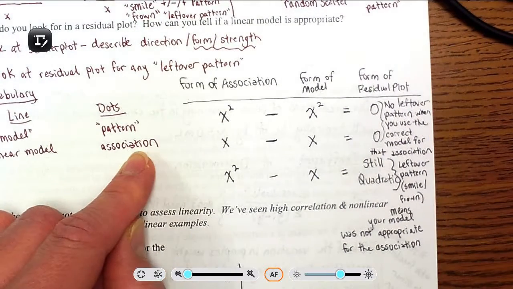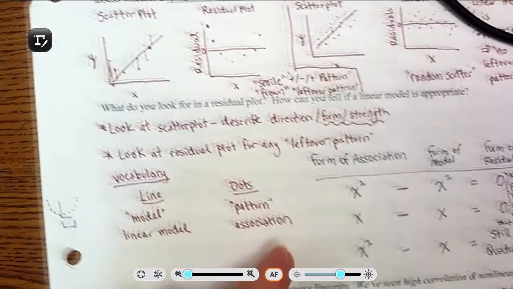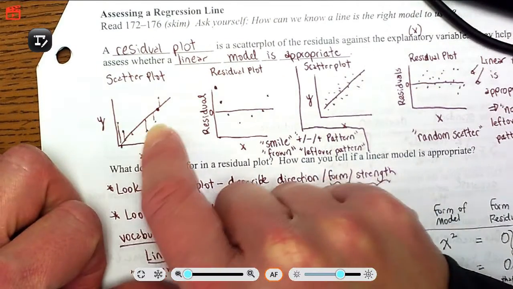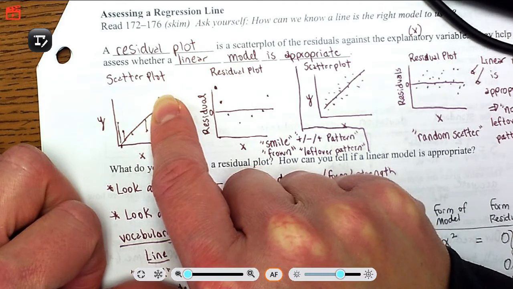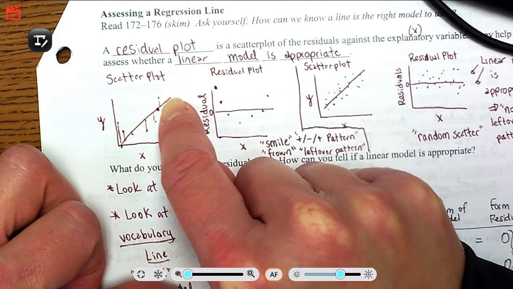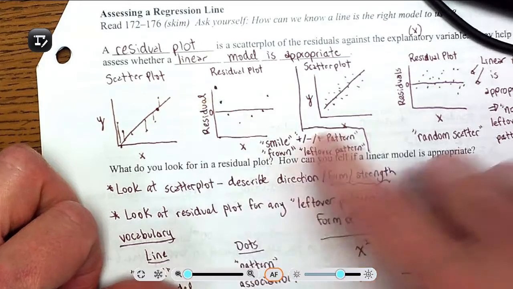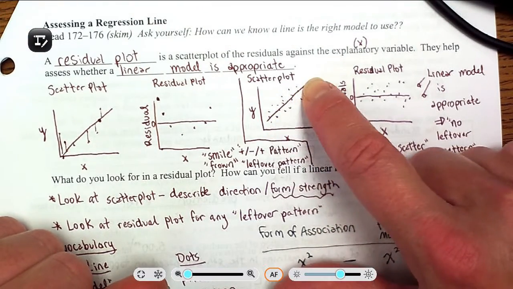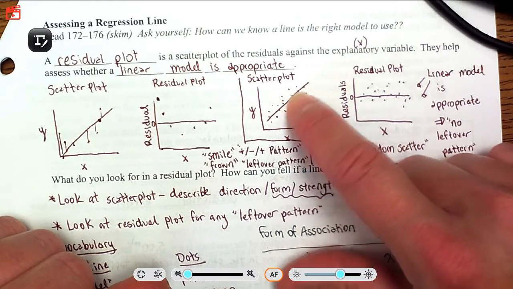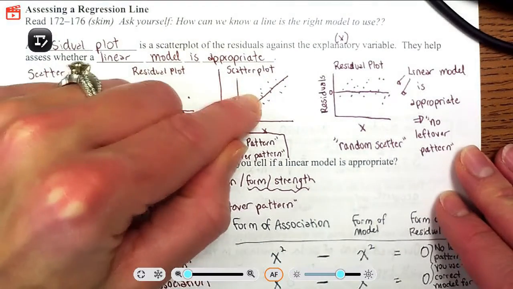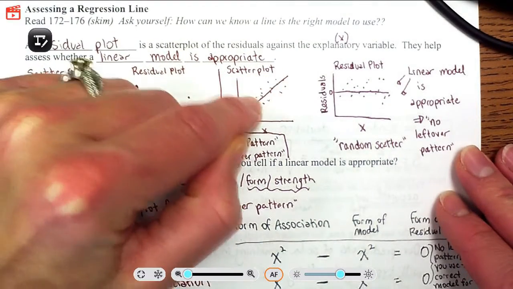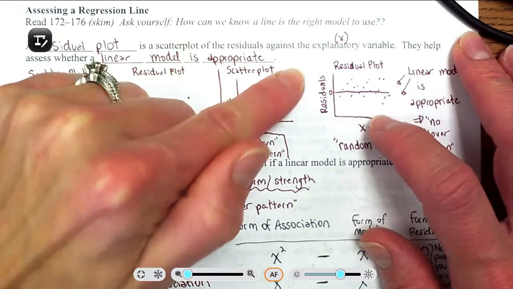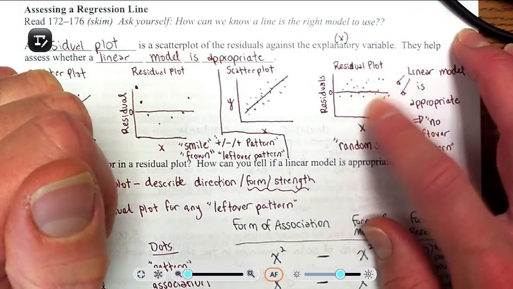Okay, so just an idea of why this works, or why we feel this works to show us a leftover pattern: if I had a curved relationship and I subtract a line from it, I would still have a curved relationship. But if I had a linear relationship and I subtract the linear model from it, meaning I subtract all their distances and find their residuals and plot the residuals, I'm essentially subtracting a linear pattern from it. So if I have a linear pattern and I subtract a linear pattern, I should be left with no pattern.